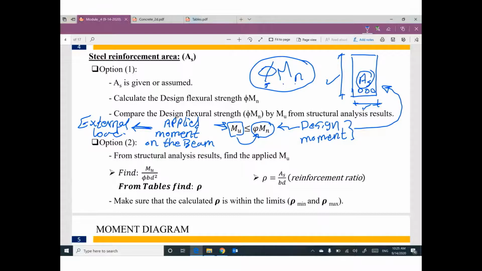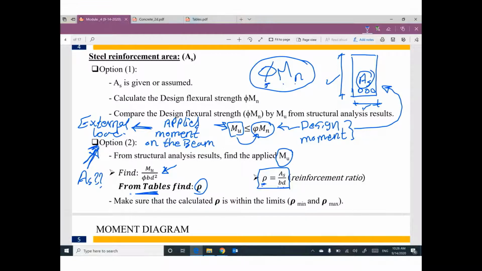The second situation, area steel is missing and M ultimate is known. Can we figure out the required area steel? We need to design exactly what is the required area steel for this moment. Go ahead and get this number. Use a table to figure out the value of rho, the steel reinforcement ratio. And rho equals area steel divided by b times d. You have rho, you have b and d. I can figure out the area steel.